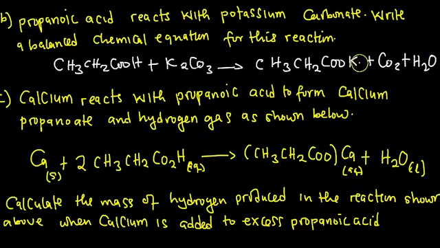But is this equation balanced? So to balance it, you can put a 2 here and you can put a 2 here. So this is propanoic acid plus potassium carbonate produces potassium propanoate plus carbon dioxide plus water.